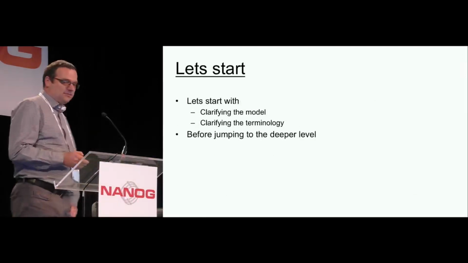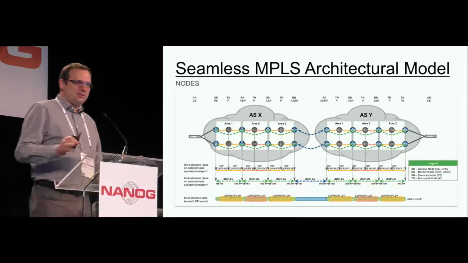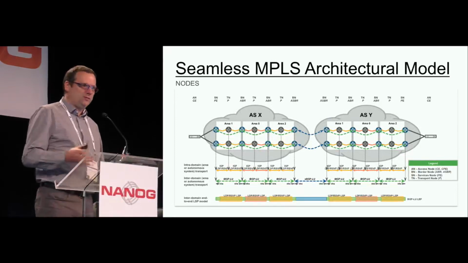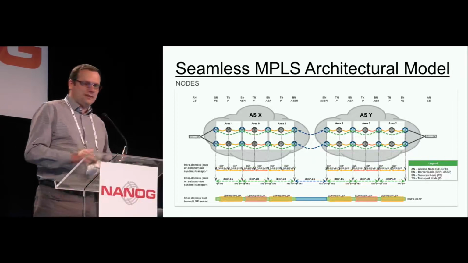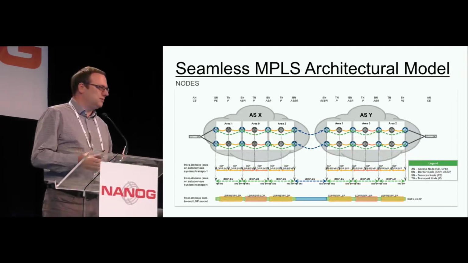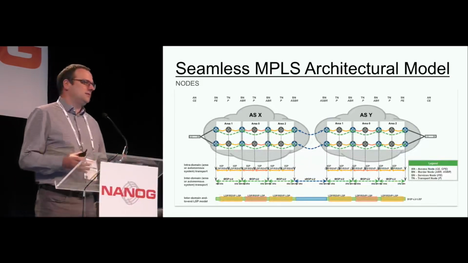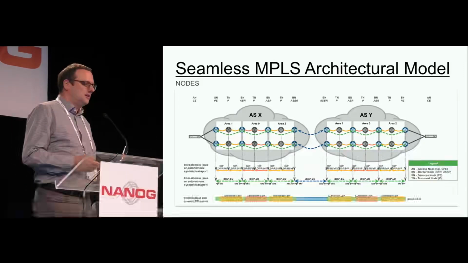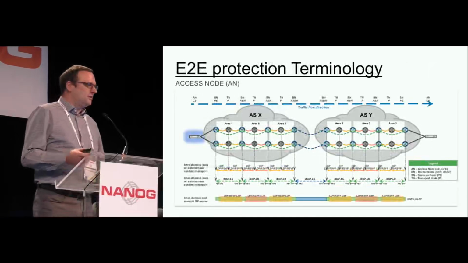So let's start. Before I discuss the egress protection, I will discuss the architectural model that we're going to cover here. When you have a very big network, you typically divide it into smaller pieces, like IGP domains, areas, or maybe autonomous systems, member autonomous systems in a confederation, something like that. So at the end, this is more or less the picture of your network. It's divided in different pieces.